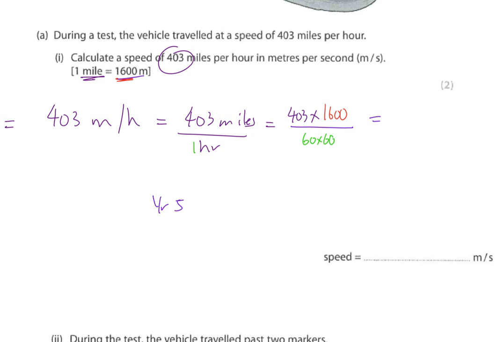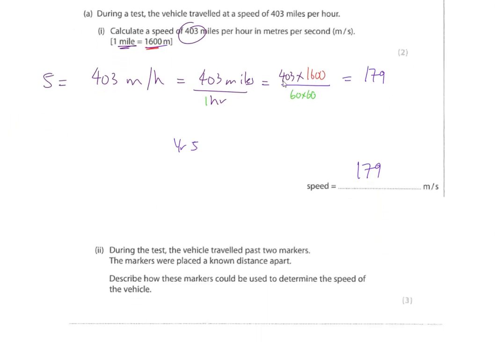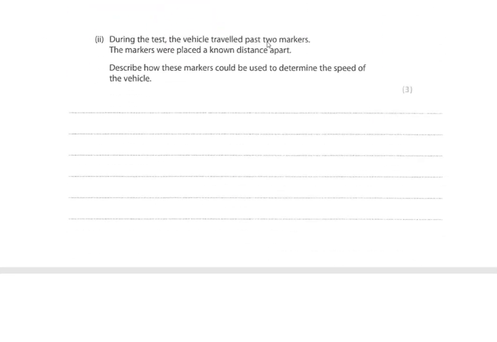So therefore, the answer is going to be 179. Look how easy it is to get 2 marks. You don't need to overthink too much. This is like your year 5 stuff, conversions. Now during the test, 2 marks. Okay, we've got 2 marks. Call it mark M1, so mark 1 and mark 2.